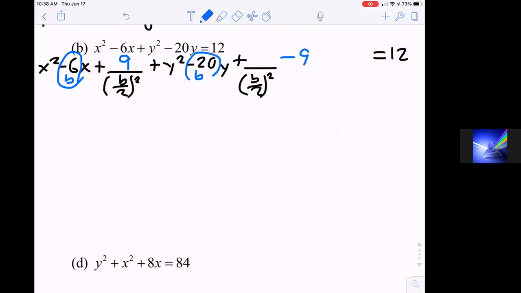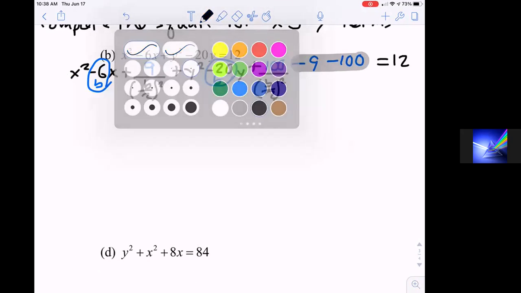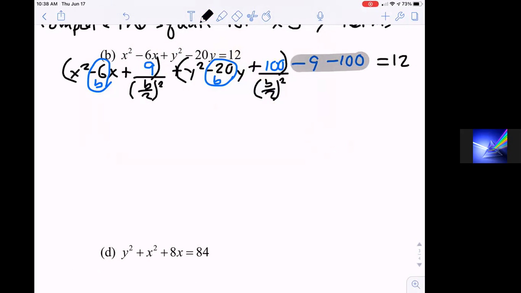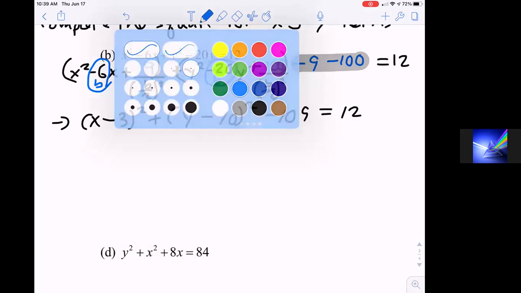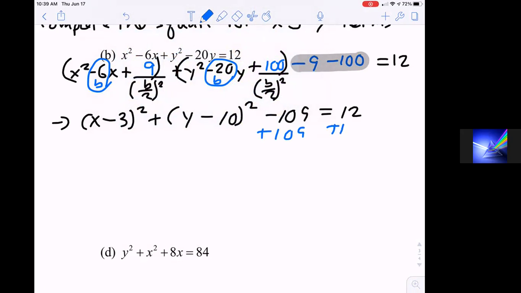Your second b term is -20. Take half, it's -10. Square 10, we get 100. So we're going to subtract 100 over here. Let's add those two negative numbers while simultaneously grouping your x and y terms into perfect square binomials. The first perfect square binomial would be x minus 3 squared plus y minus 10 squared. Minus 109 equals 12. Let's go ahead and add the 109 to both sides.